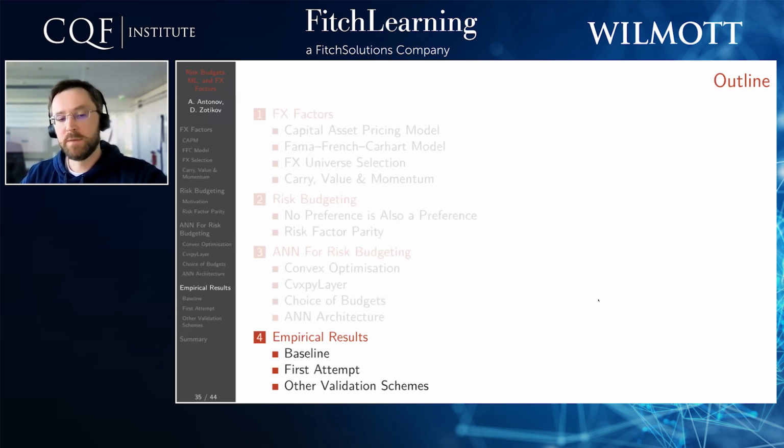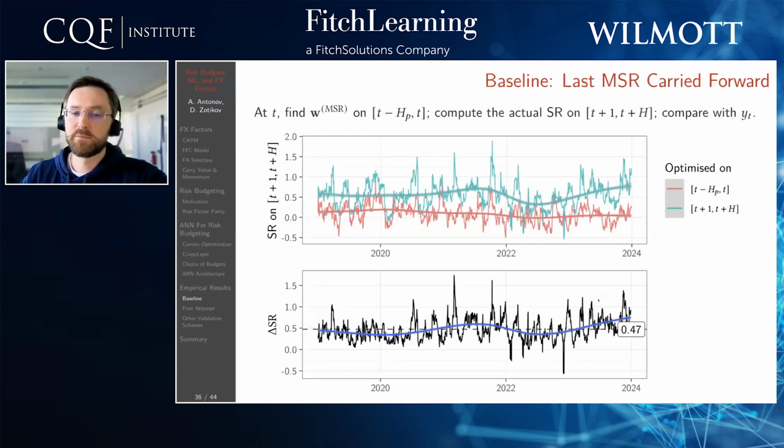Now I'd like to talk about the empirical results. For that, it's convenient to compare what you've got with a baseline. As a baseline, we were using a max Sharpe portfolio, but carried forward. We would estimate a maximum Sharpe ratio portfolio on the past, I don't remember exactly, I think that was 40 days. We would then compute its actual performance on the next 20 days. On the graph below, here in green, you see the performance of the ideal max Sharpe ratio portfolio you've seen above, with the average at about 0.5.